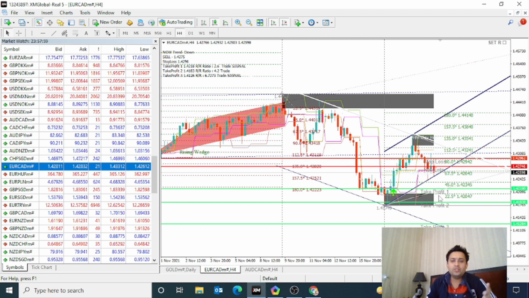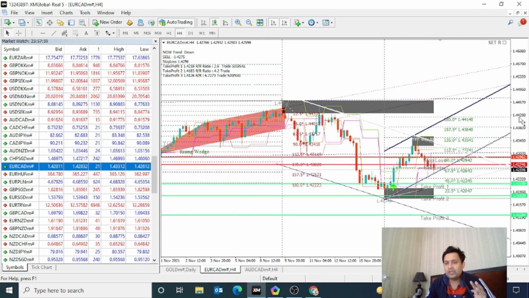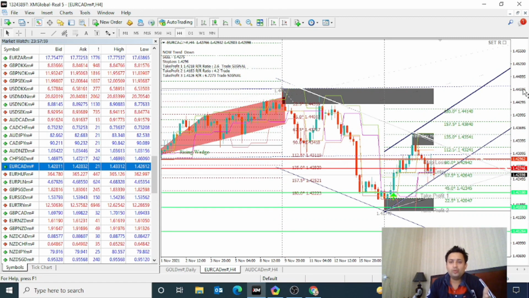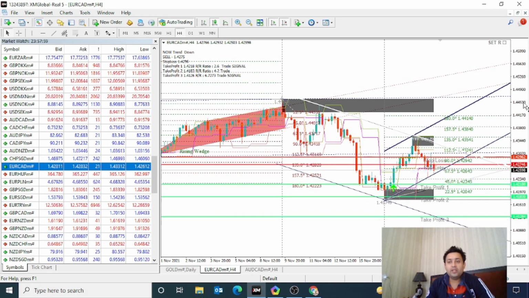But one more thing: before entering the market, if you're new, you need to follow the news also. For example, if you want to trade Euro Canadian, this indicator gives you the signal of selling here and take profit here. The second take profit is there. So before entering the market, you need to check the news of Euro or Canadian.